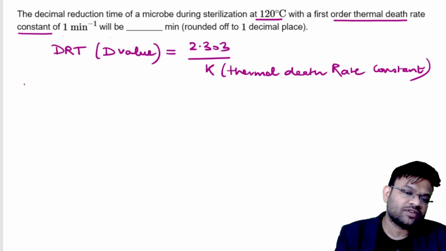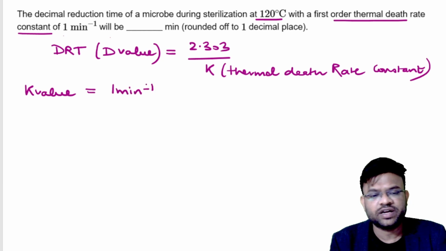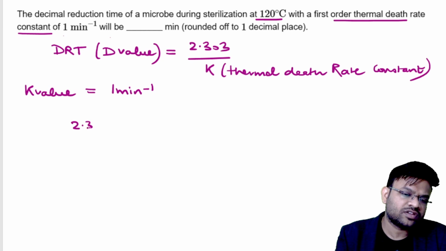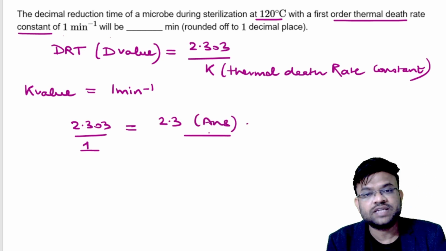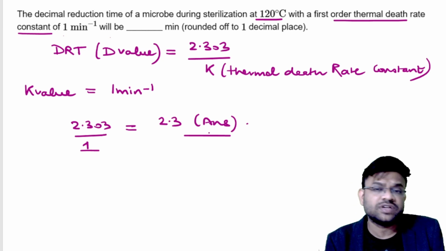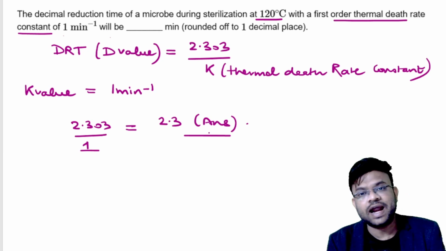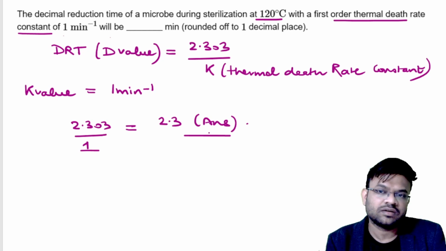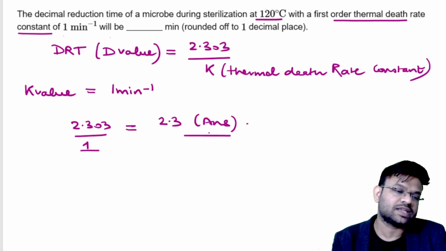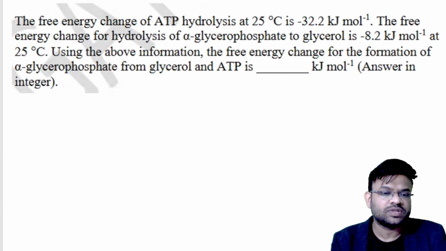So the K value has been given as 1 per minute, and they are asking you the decimal reduction time. So simply 2.303 upon 1, so this would come out to be 2.3. This is the decimal reduction time. If you are getting these types of questions, you should feel fortunate, because these are extremely simple questions and they come under NAT, and you would be getting some good marks if you are able to solve questions like these. Now let us move on to the next question.